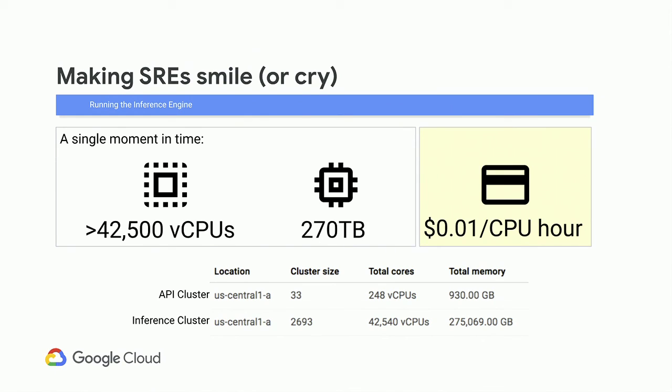And when we talk about cost, we were doing this at 1 cent per CPU hour, which means that as we scale this process up, our costs don't go out of control, right? This doesn't become prohibitive.